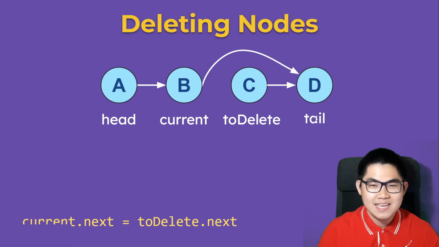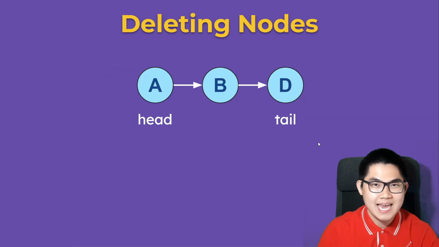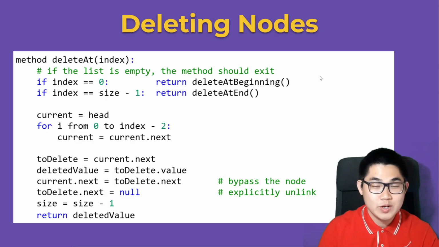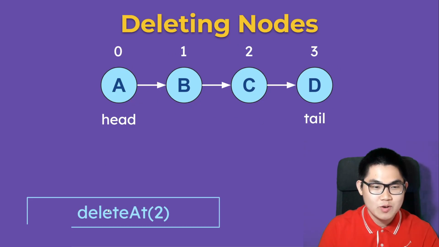And the last step is to remove this link right here. And you can achieve that with toDelete.next equals null. That's going to remove the link. Our list becomes A, B, and D. So here is the pseudocode, and remember that the for loop here is inclusive. So go ahead and pause this video and go through the pseudocode and try to remove the node at index 2, just like what we did.